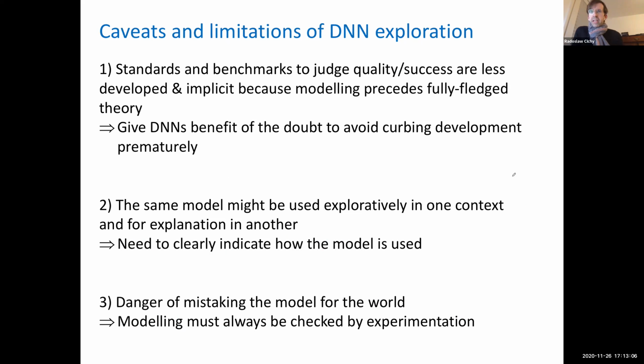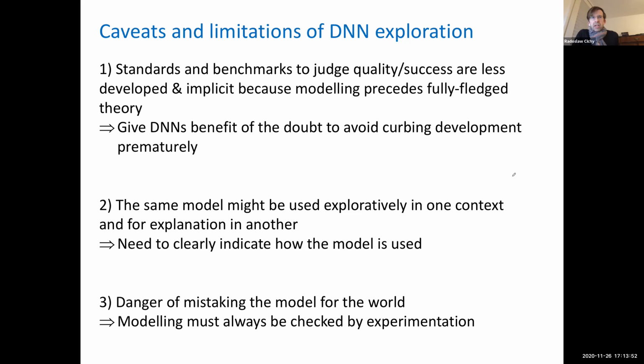Now, this all being said about exploration, I think there are some caveats to keep in mind. One is that when we talk about prediction and explanation, the standards are a lot clearer than when you talk about exploration. The standards and benchmarks to judge the quality of success in exploration are less well developed and explicit, because modeling precedes fully fledged theory. Once you have a theory and a fallback from which you can judge how things work or don't work, it's easy to say whether one approach is better than the other. When you're playing around, this is much harder because you don't have these clear theoretical criteria.